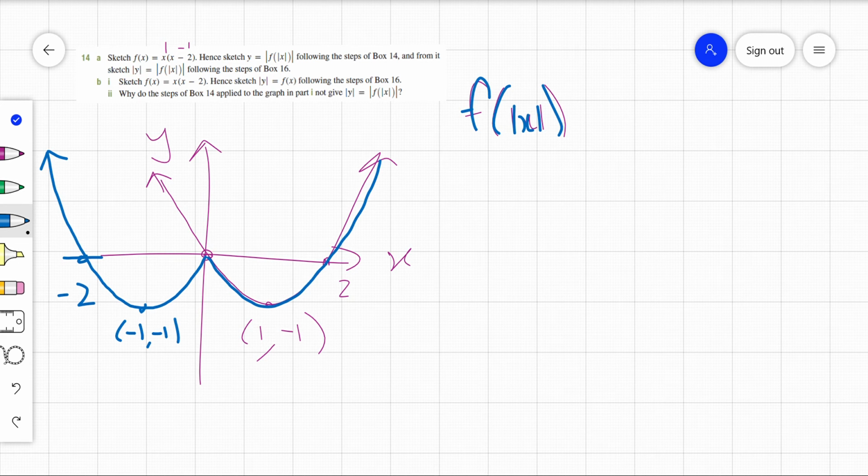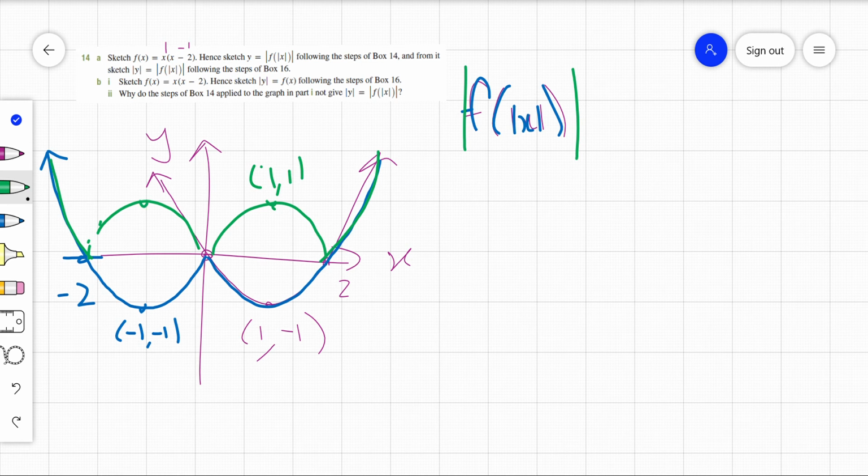Now if I want to take the absolute value of that curve, I'll go for green. Anything negative becomes positive. So this is going to come up there, this is still positive, so I'll still get that. That's going to come up there, and this part is still positive, so I'll still get that. So this, of course, will now be 1, 1. This will be negative 1, 1. Everything else is kind of the same. So that's y equals the absolute value of f of the absolute value of x.